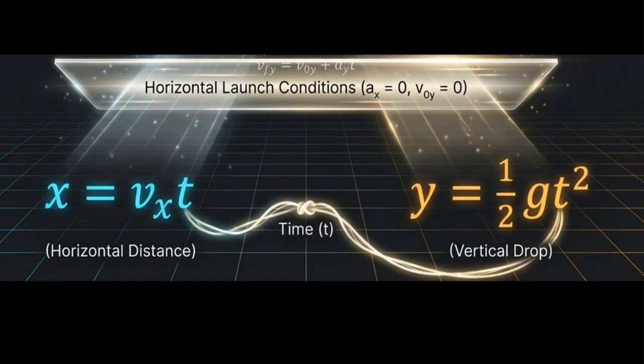Here we see the basic equations that describe the motion of an object launched horizontally. The horizontal distance traveled, x, is calculated by multiplying the horizontal velocity by time. Since there's no acceleration in the horizontal direction, that velocity remains constant. Meanwhile, the vertical drop, y, is determined by the acceleration due to gravity and the square of time, showing how far the object falls as it moves forward. These two equations together let us predict the path of the object as it travels through the air under these conditions.